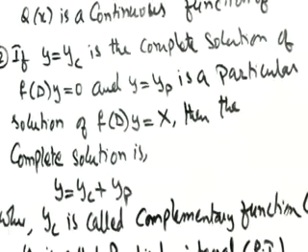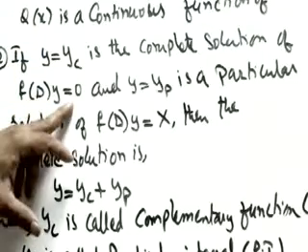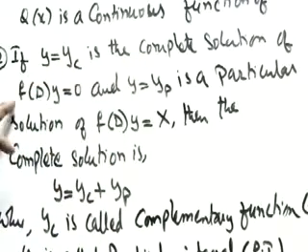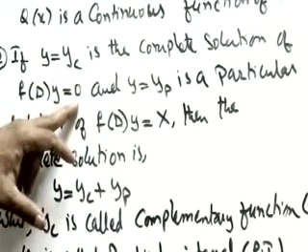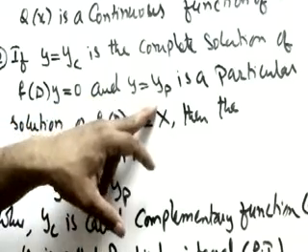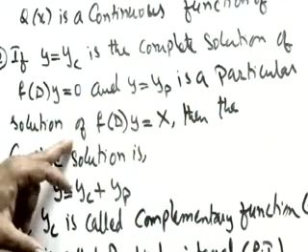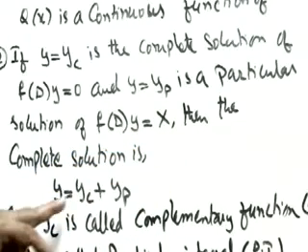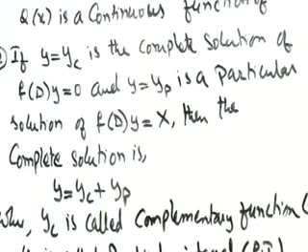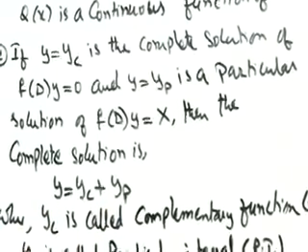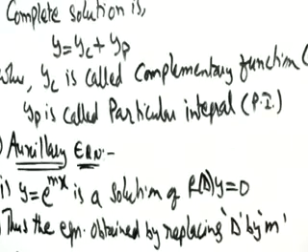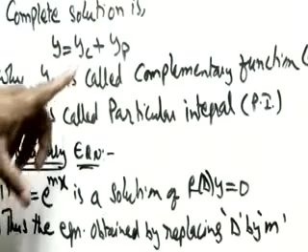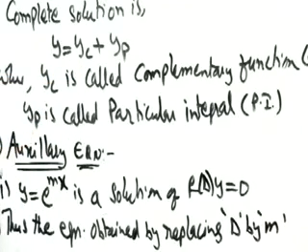Now see here, there are some things, watch carefully. Suppose y = yc is the complete solution of f(D) y = 0, and y = yp is a particular solution of f(D) y = Q(x). Then the complete solution is given by y = yc + yp. I'll explain this in detail in the questions. When we are doing the questions, inshallah, you can understand this. yc is called the complementary function, and yp is called the particular integral. We will understand this clearly in the questions.